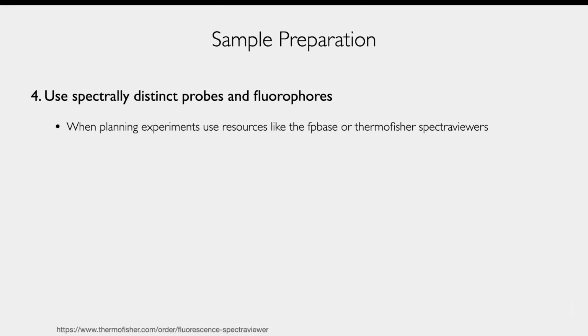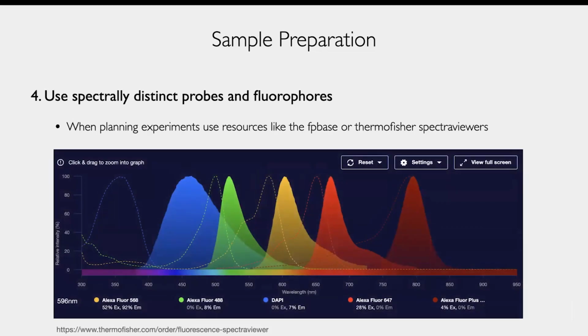I think there's many good tools. FPbase is one, Thermo Fisher SpectraViewer is another. You can go online and see, with the probes I'm planning to use, or the fluorophores I'm planning to express in my tissue or samples, how separate are they? A good example is sometimes people have Kiwi, tdTomato and mCherry together, and that's not going to be very easy to unmix.